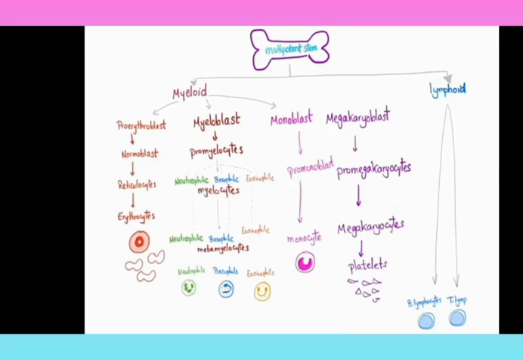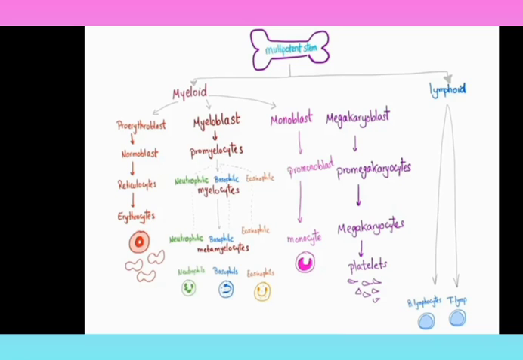So this is a brief picture of the hematopoietic system. First of all, from the multipotent stem cell, there are two types of cells: the myeloid cell and the lymphoid cell. The myeloid cell is again divided into four parts: proerythroblast, myeloblast, monoblast and megakaryoblast. From the proerythroblast come normoblast, reticulocytes and erythrocytes. These erythrocytes are the RBCs, the red blood cells.